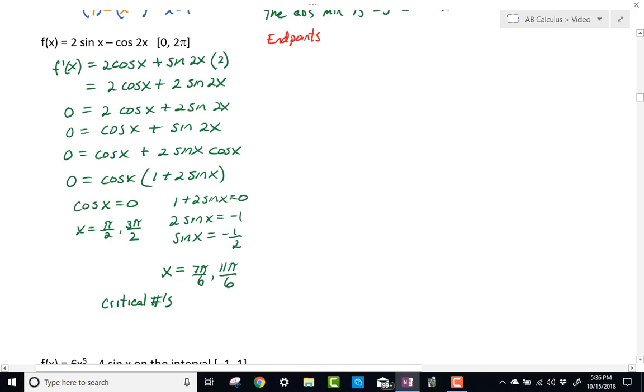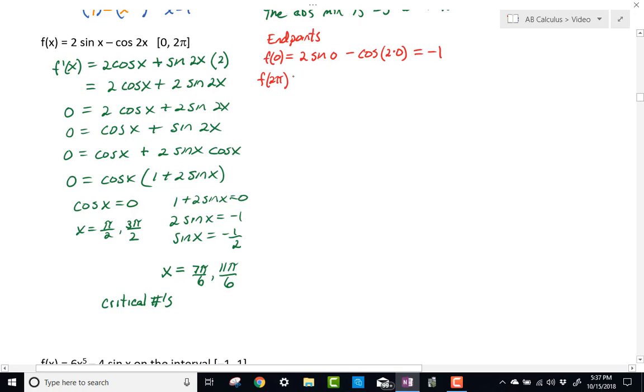So we need f of 0. So f of 0 is going to be 2 sine of 0 minus cosine of 2 times 0. All right, so we know that sine of 0 is 0, so that part's gone. Cosine of 0 is 1, so this is equal to -1. All right, that wasn't so bad. We also need to do 2 pi, so f of 2 pi.